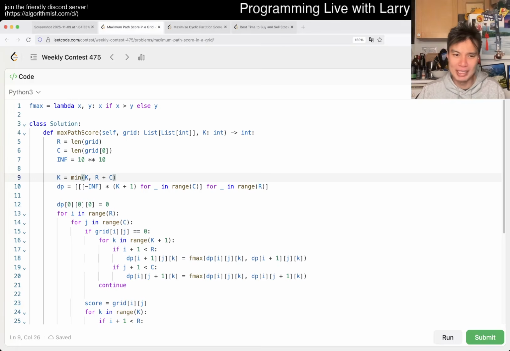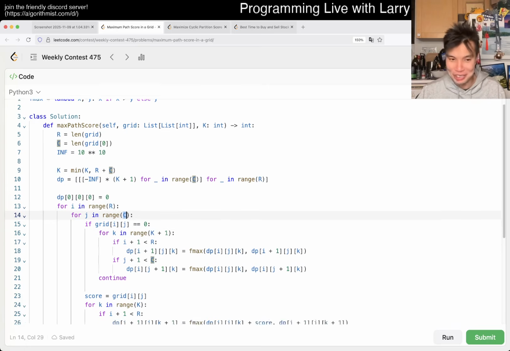Oh, yeah, what's the complexity? It's going to be R times C times K, but where K can also be limited by R plus C, if you do it correctly.